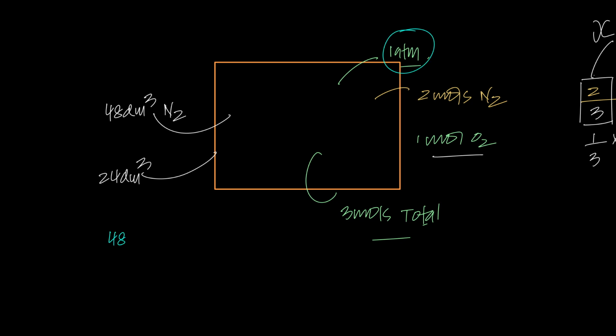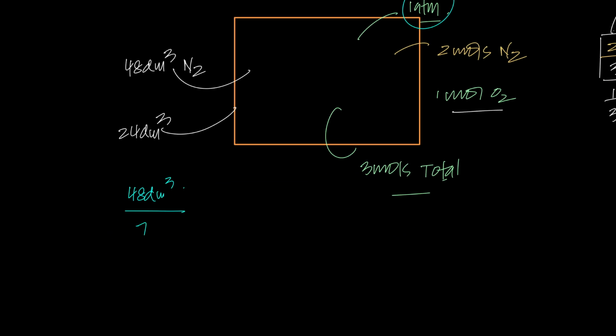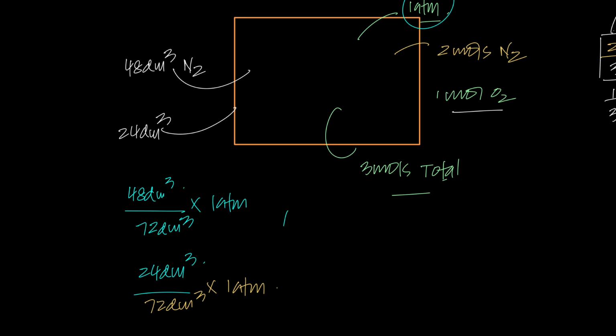Well, nitrogen is 48 dm cube, divided by what? Divided by the total volume inside this entire container, which is 48 plus 24, 72, and into 1 atmosphere. Similarly, for oxygen, it's 24 dm³ divided by the total volume multiplied by the total pressure. That's how you calculate it. We've done it in a lot more detail in States of Matter.